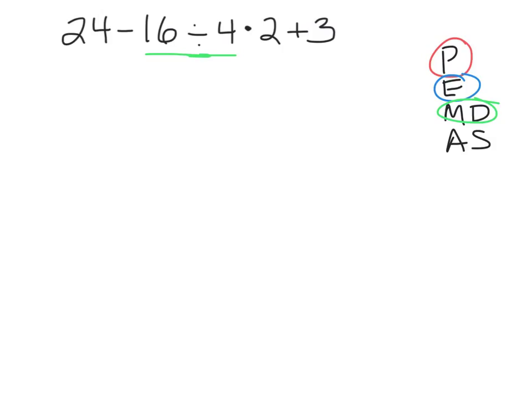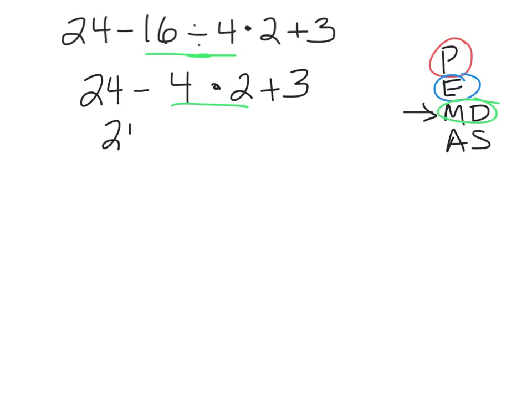So again, we keep the 24, subtract 16 divided by 4. 16 divided by 4 is 4, times 2 plus 3. Notice we do not go right away to addition and subtraction because we still have multiplication to take care of. So we see some multiplication right here, 4 times 2. We're going to go ahead and do 24 minus 4 times 2, which is 8, plus 3.